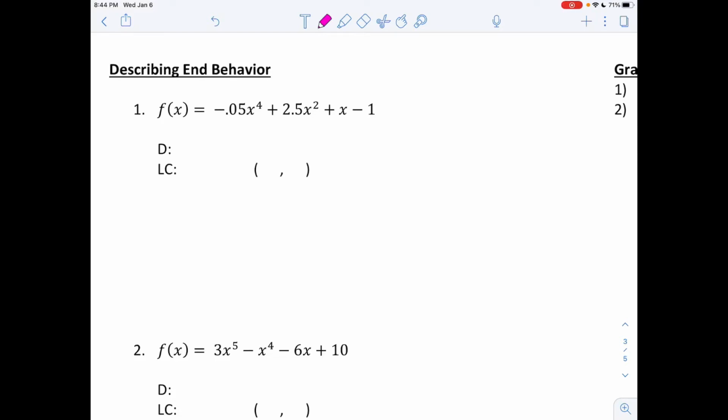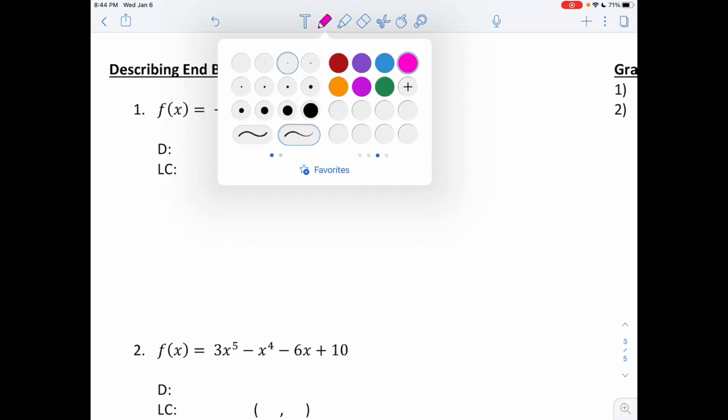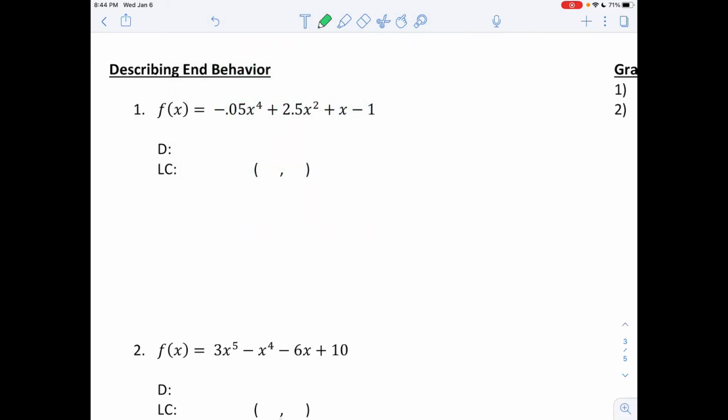Let's look at some examples now where instead of just being given the vague, oh, it's positive or negative for our leading coefficient and even or odd for our degree, we're going to be working with real equations with numbers. So in this particular equation, let's define our degree first because that's going to lead us to the leading coefficient. So our degree is our biggest exponent, which is this 4. So we can say that the degree is 4, which means we have an even function.